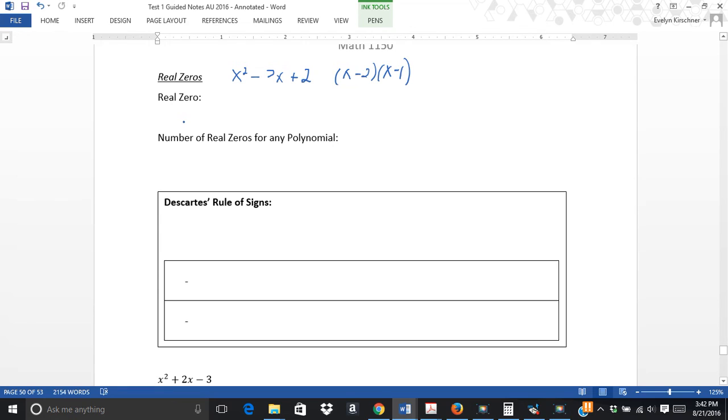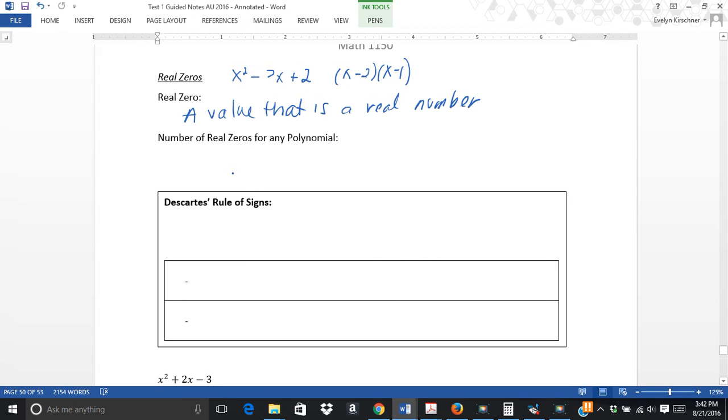So what is a real zero? A real zero is just a zero that's a real number. So for here, my real zeros will be 2 and 1.